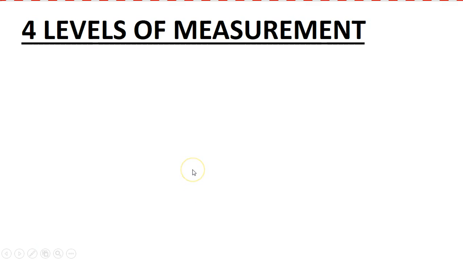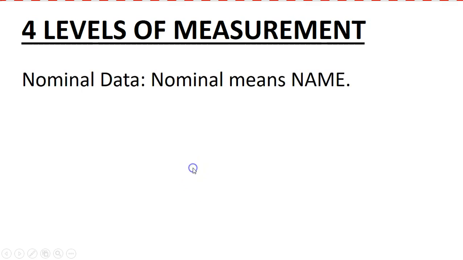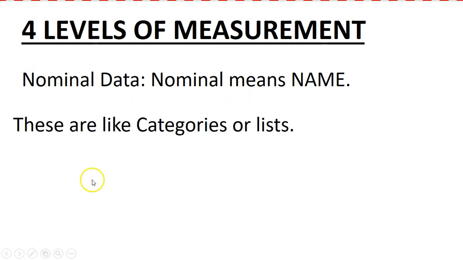So, next up, 4 levels of measurement. And this is a lot of terms. This is a lot of notes for you to be writing down, so I hope you guys are pausing these videos and writing down the notes as we go. Nominal data. Nominal means name. Name, nominal. See it right there?